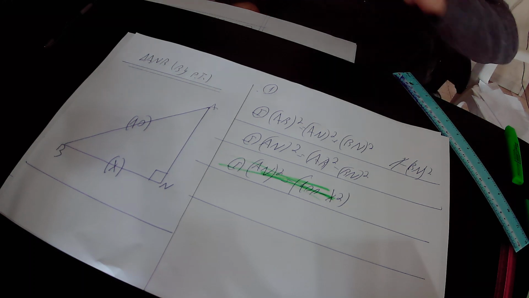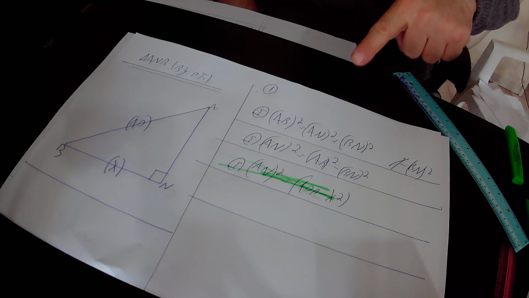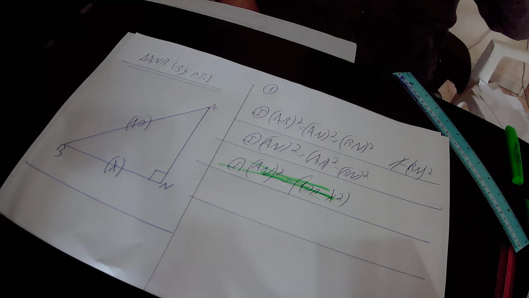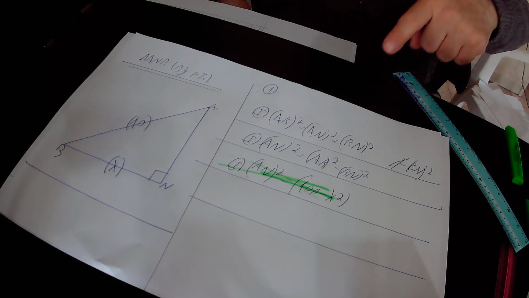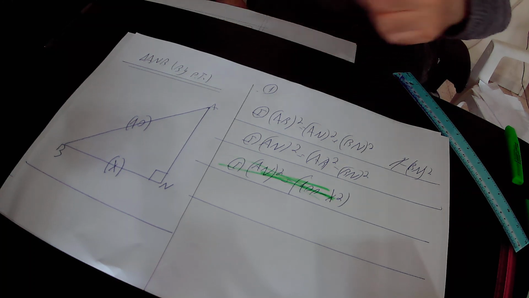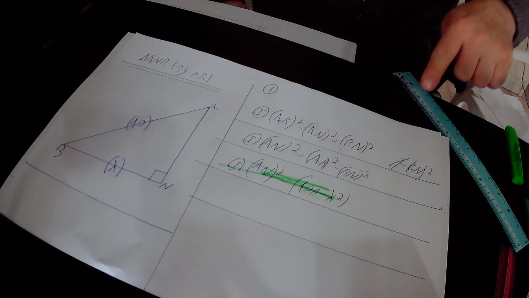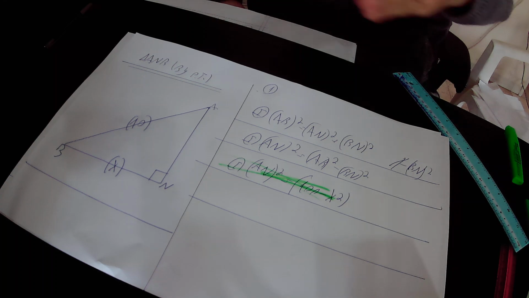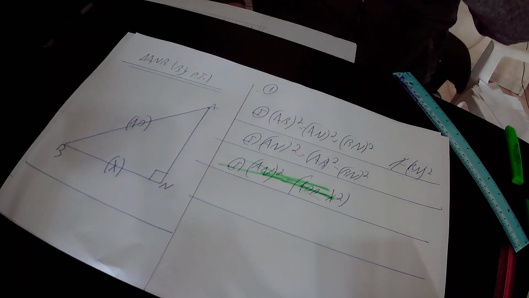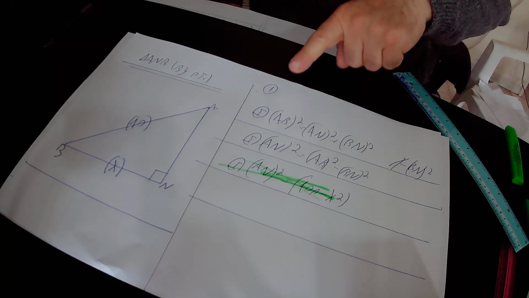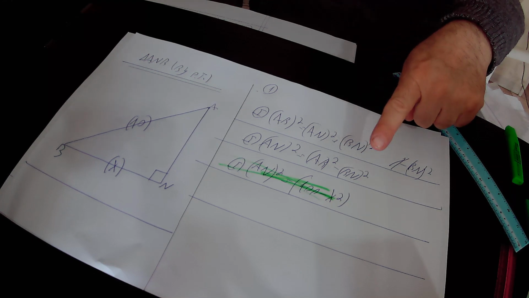Here we subtract BN square from equation 1, and finally found out that AN square equals AB square minus BN square. So AN square equals AB square. AB is 10, therefore AB square is 10 squared, that is 100, minus BN square. BN is x, therefore BN square is x square. So in conclusion, according to equation 1, AN square equals 100 minus x square.